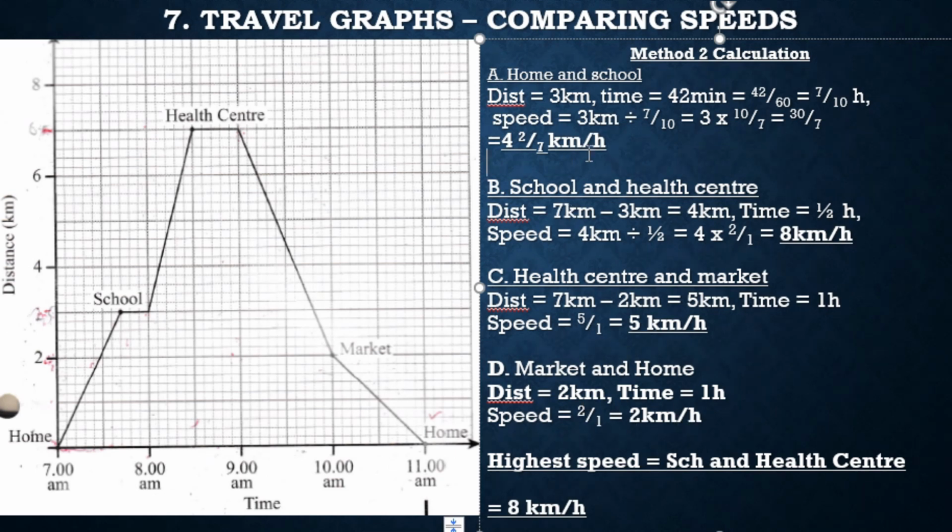Looking at the answers we have got, the first one we got 4 and 2/7 kilometers per hour, 8 kilometers per hour, 5 kilometers per hour, and 2 kilometers per hour. The highest speed is the one showing 8 kilometers per hour, which is school and health center. This is just as we got in method 1, where we just looked at the steepest slope. So we get the same answer, that this has the highest speed. I hope you are getting that.